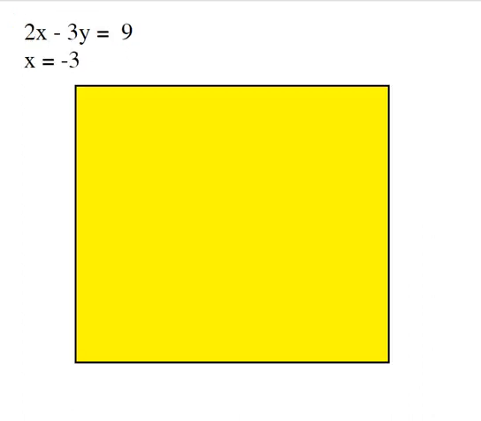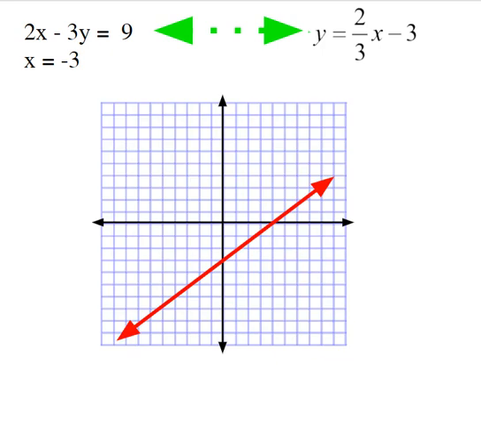Here we have 2x minus 3y equals 9 and x equals negative 3. That first equation is not in slope-intercept form. Let's rearrange it so that it is. Welcome back. Here's what that looks like rearranged. You end up with y equals 2/3 x minus 3. And then go ahead and graph that equation. Here is that equation. It is going uphill, rise of 2, run of 3, and it is crossing at negative 3.